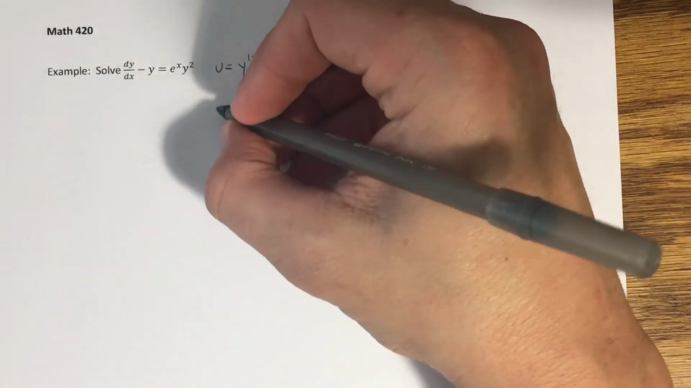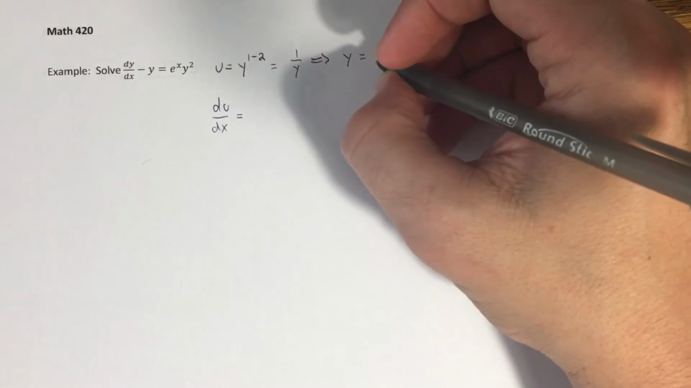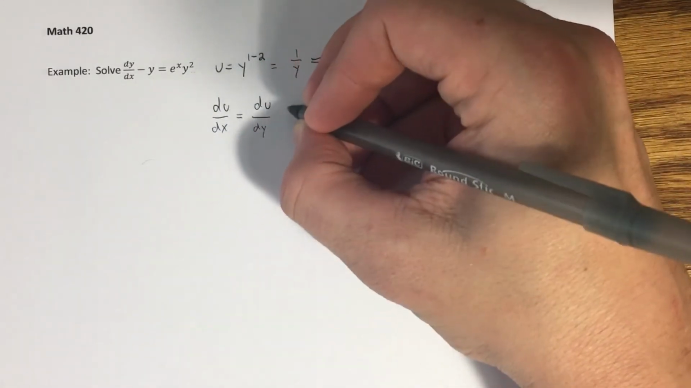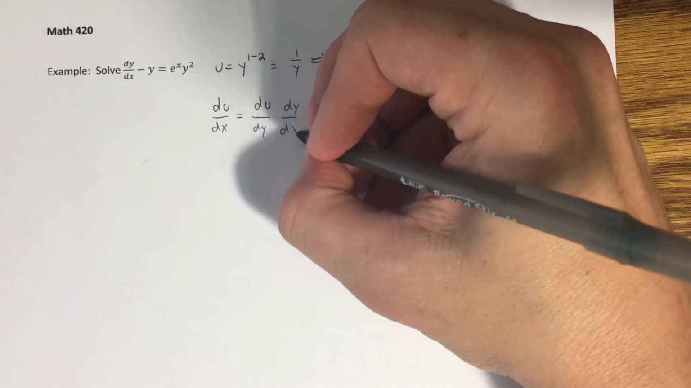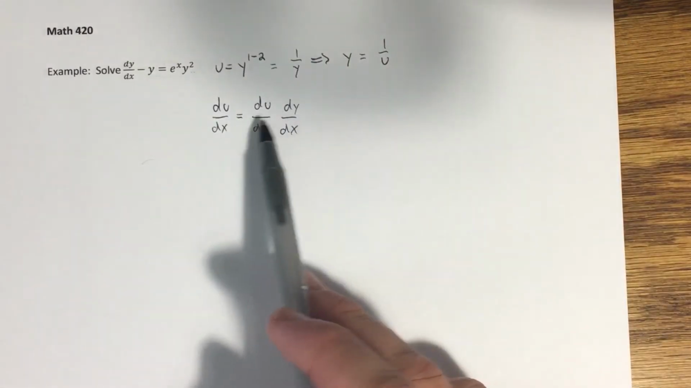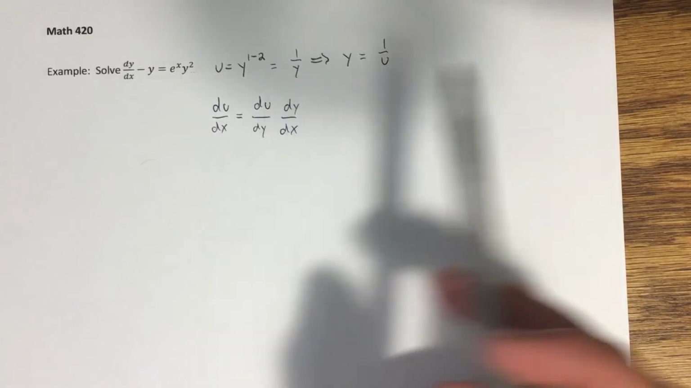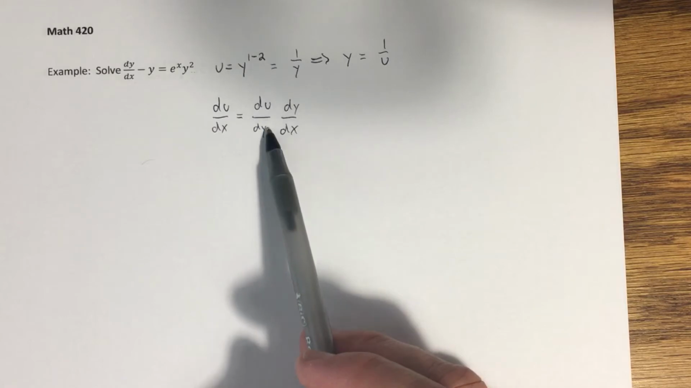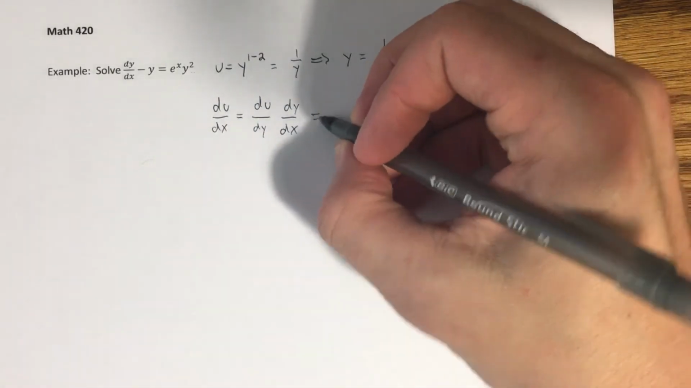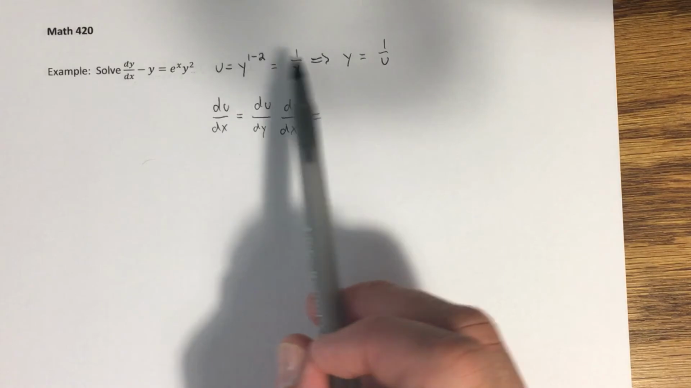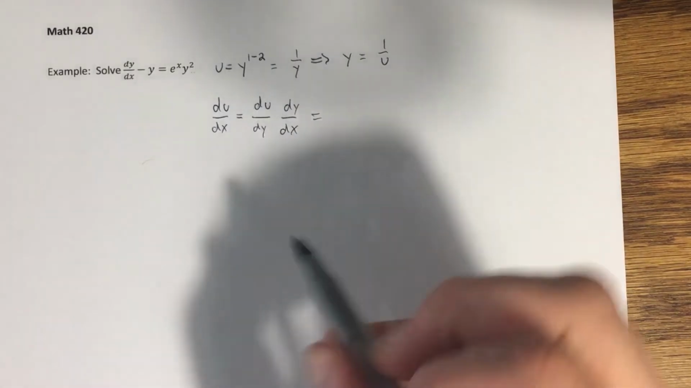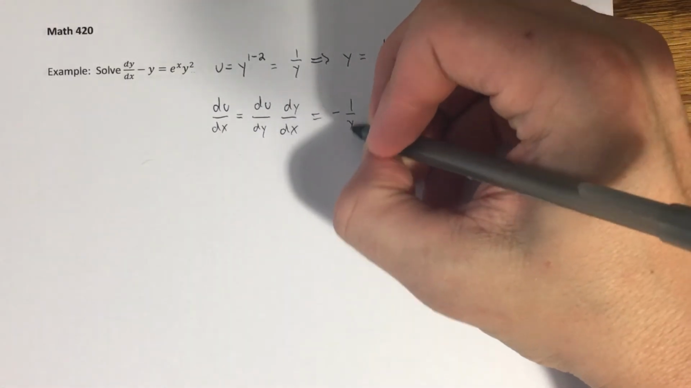So what I want is to take a look at what du/dx would look like and think of it in terms of the chain rule. du/dx is the same thing as du/dy times dy/dx. That's true because this is just the chain rule in Leibniz form. Now, do we know du/dy? Well, actually we do, because here I have u given as a function of y. So this is just the derivative of this with respect to y. That would be -1 over y squared.